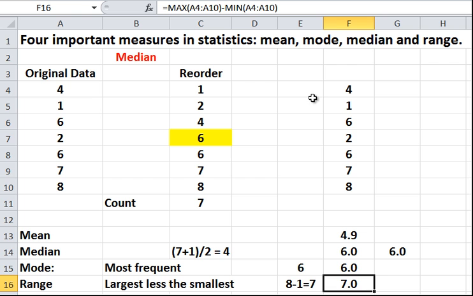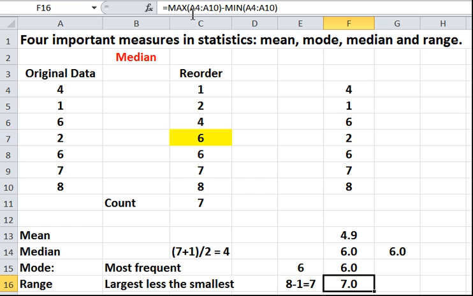And that's what this formula is doing up here. I just typed this one in because Excel doesn't have a range command. You have to make it yourself. So this is simply it. It's the maximum of A4 to A10, the maximum number in there, which looks like an 8. That's the maximum number, minus the minimum number in the range A4 to A10. The minimum number is 1.